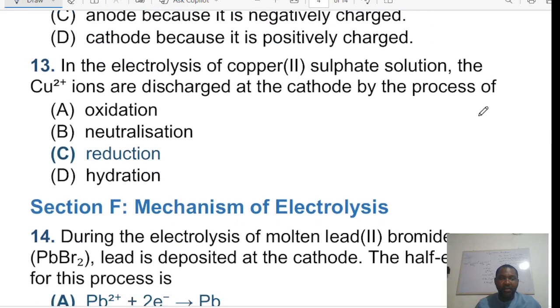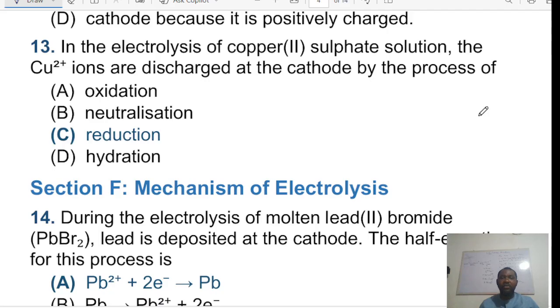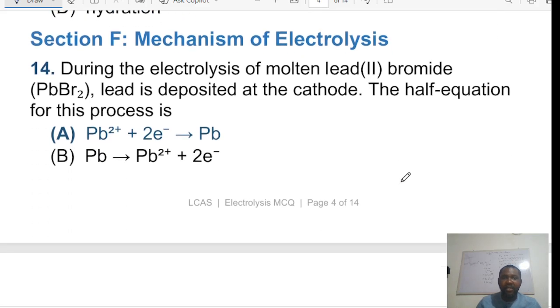Now the next question says, in the electrolysis of copper 2 sulfate solution, the copper ions are discharged at the cathode by the process of what? Reduction always happens at the cathode, like I mentioned. So the answer is reduction. Oxidation always happens at the anode. Reduction always happens at the cathode. Please note this, very important.